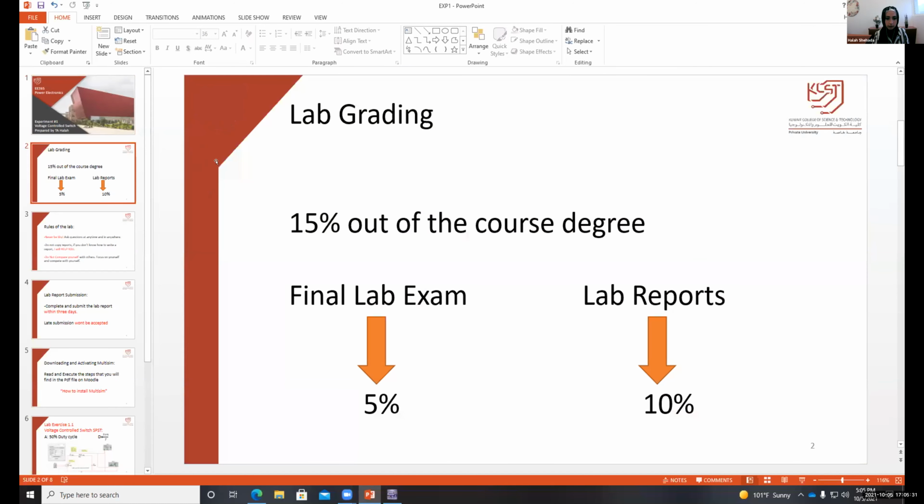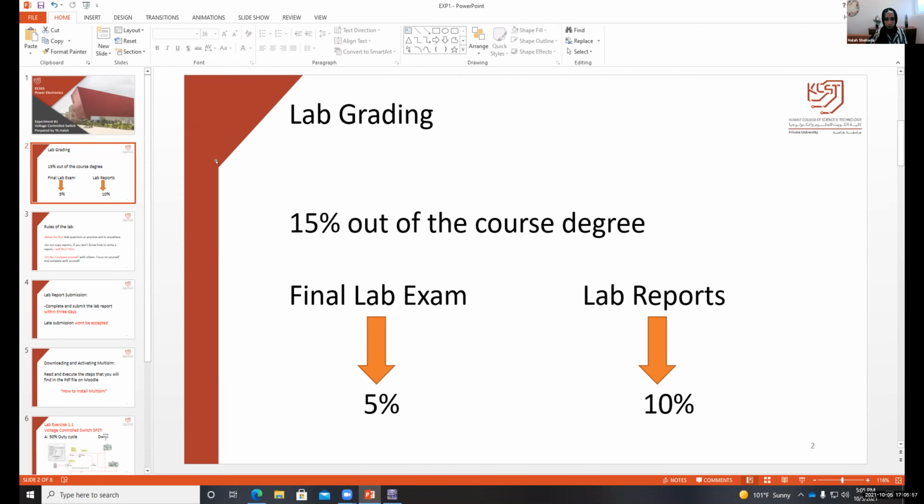Regarding lab grading, the grade of the lab is 15% out of the course degree. Final lab exam will carry 5% and lab reports will carry 10%. There will be a grade on participation, meaning that I will ask you to share your screen and show me your work that you did during the lab session. If you showed me no work, you will get 0 in the participation.